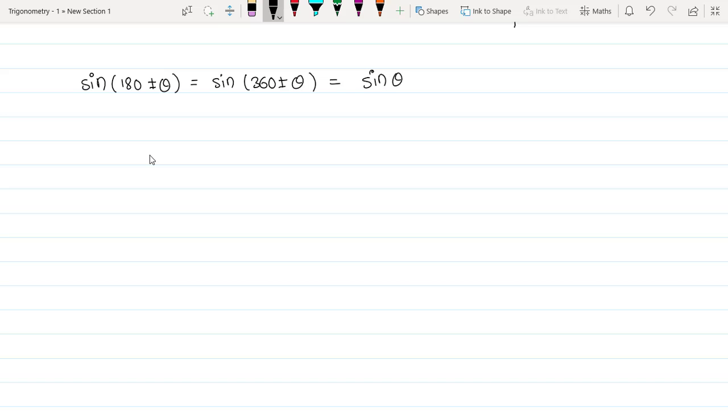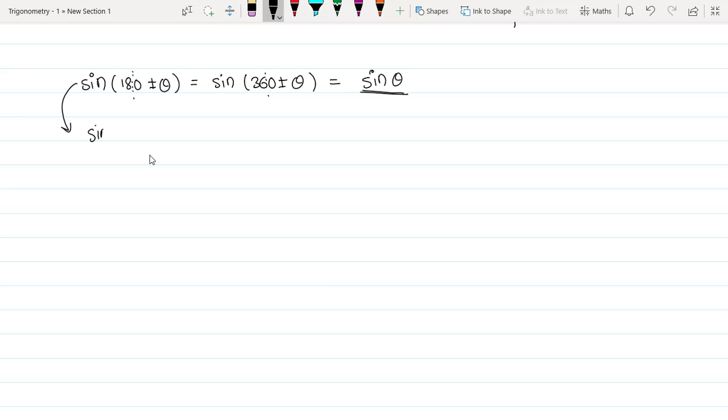Why? Because if you observe, we have the standard angles, which are nothing but 180 and 360, that are positive. That's why I am writing it as sin theta only. Then what happens to cos? Okay, instead of cos, again I take sine with the other odd standard angles.